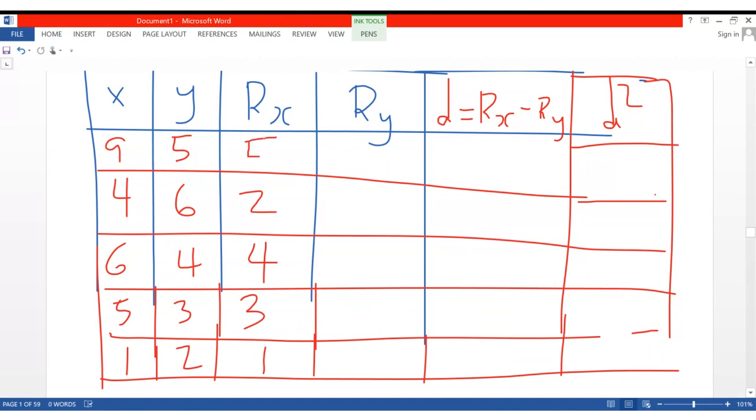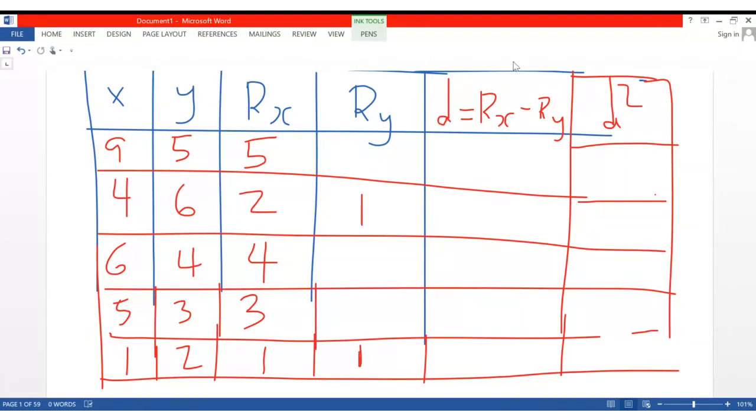Let's go to the Y now. What is the least value on the Y? It is 2. So 2 will take rank number 1.